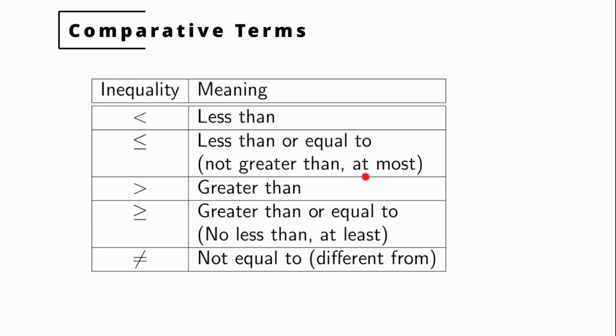You also see at most. Bill has at most the same amount of money as Jane. That means he can have less or an equal number. For greater than or equal to, we also see no less than, okay? Or at least is another one that's very common. And finally, for inequalities, we sometimes have not equals to, which is often written as different from in more sort of normal language.